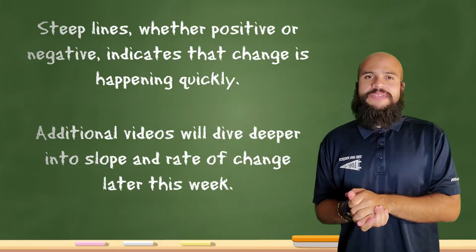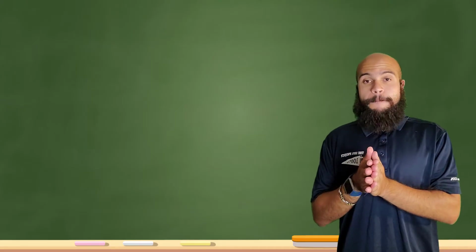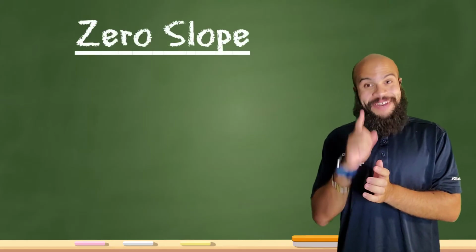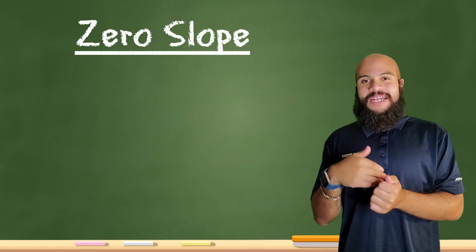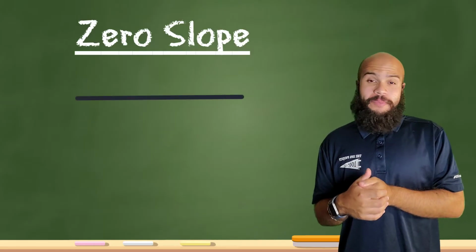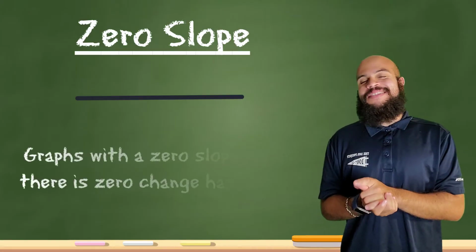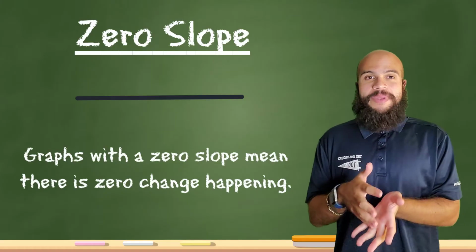Now, we have discussed positive and negative slopes, but there are still two more types of slopes. If a line is completely flat, so it's not going up, it's not going down, it's a flat horizontal line, that is called zero slope. So this basically means there is no change happening.